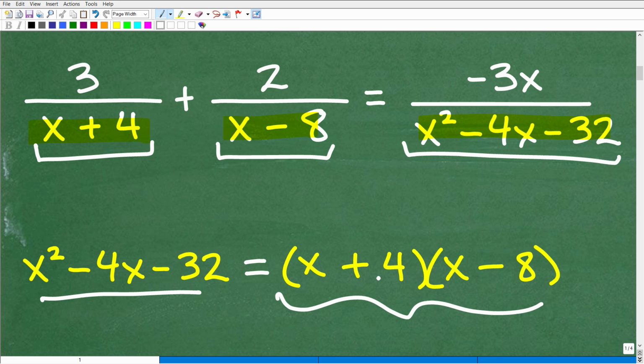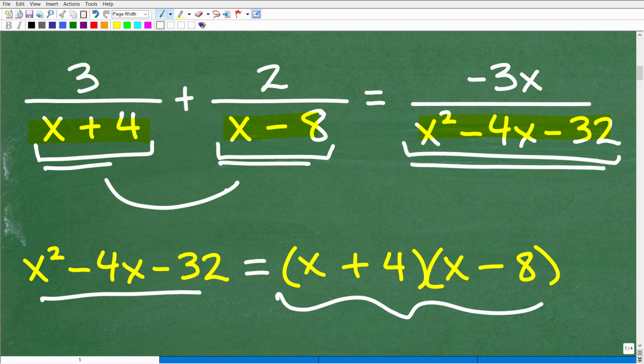Okay, now a little bit of a tip here. If you are taking a quiz or a test or doing a homework problem, and you see a trinomial like this, and you're trying to factor it, let's say you're just struggling to factor that trinomial, take a look at these other linear factors in the other part of the equation.